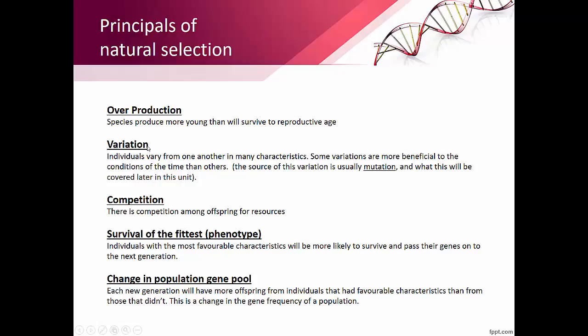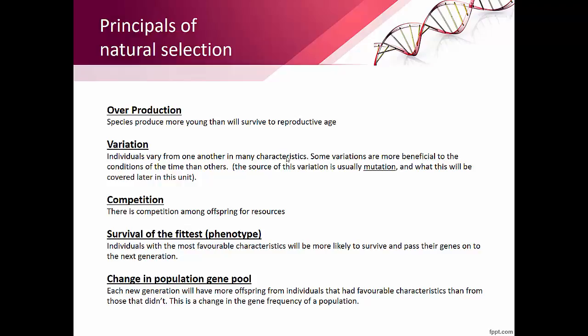The next step is variation. Within a hatch of turtles or a litter of puppies, you're going to see variations in what they look like. These variations can sometimes be beneficial, and sometimes they will be detrimental. But the variation exists, generally because of something called mutation. We cover this later on, but mutation is a naturally occurring phenomenon. It's the pure source of variation that we discuss.